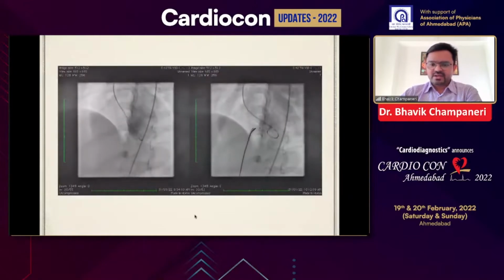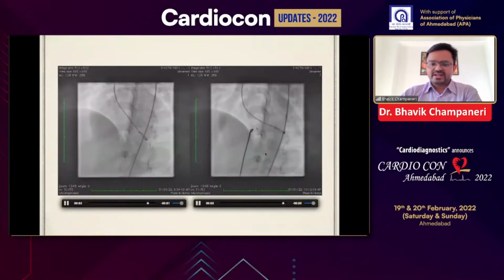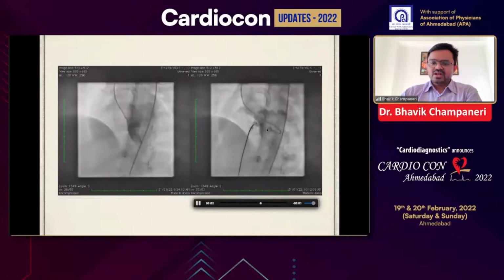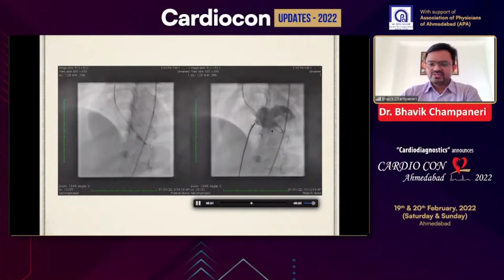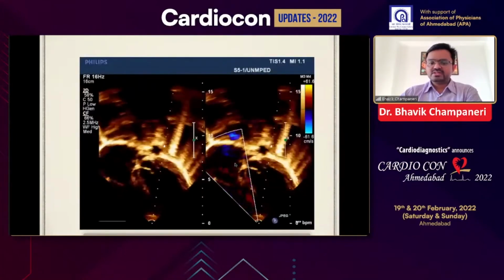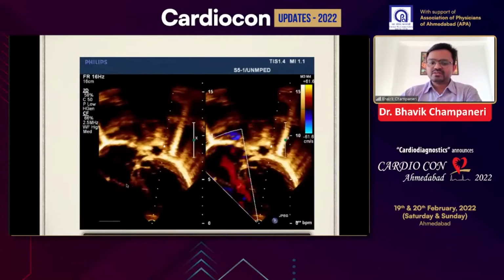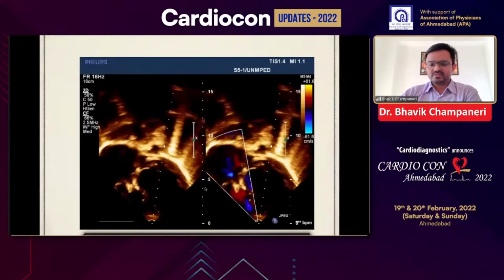The patient was taken into the cath lab. She underwent anterograde venous approach device closure using a 10-8 ADO1, that's an Amplatzer duct occluder 1. Post-procedure angio suggests no significant residual flow. This post-procedure echo picture shows mild or trivial TR and the device in good position with no residual flow.